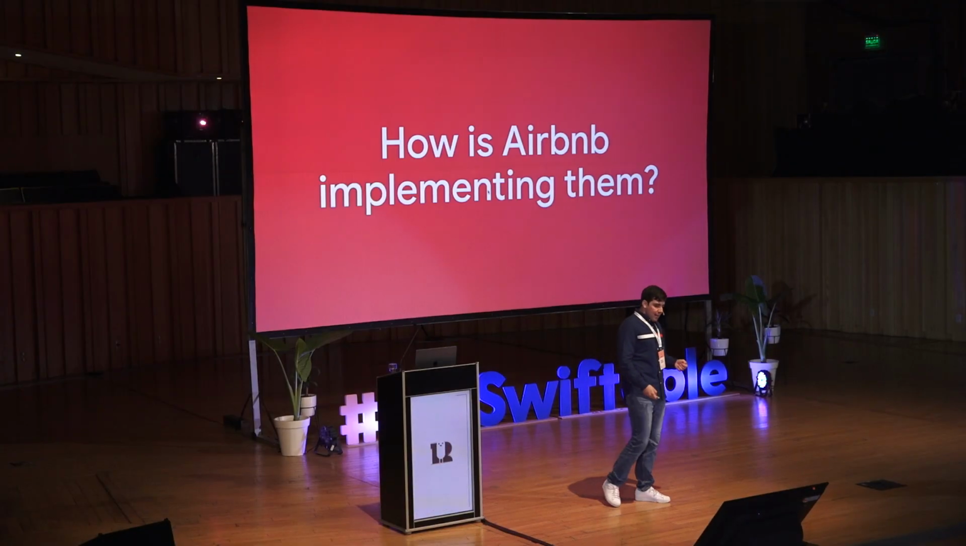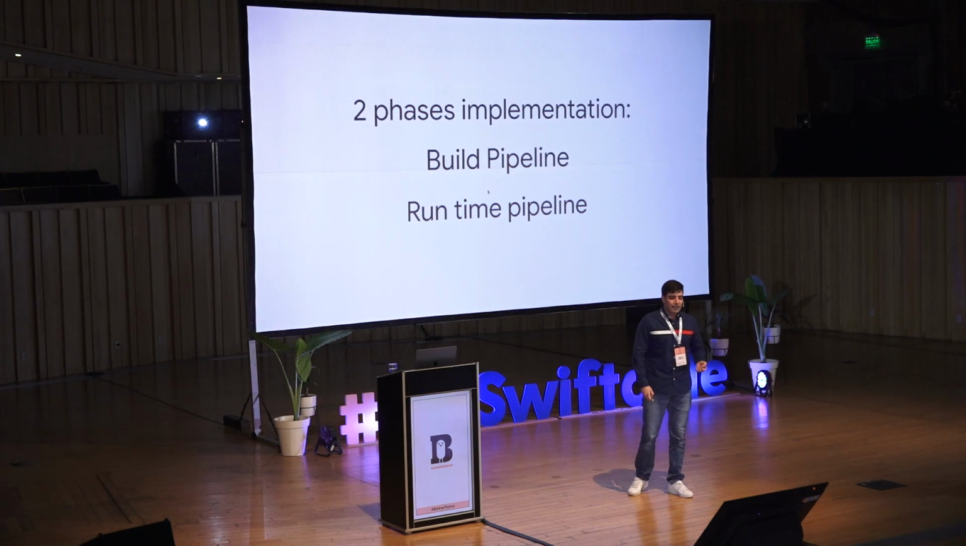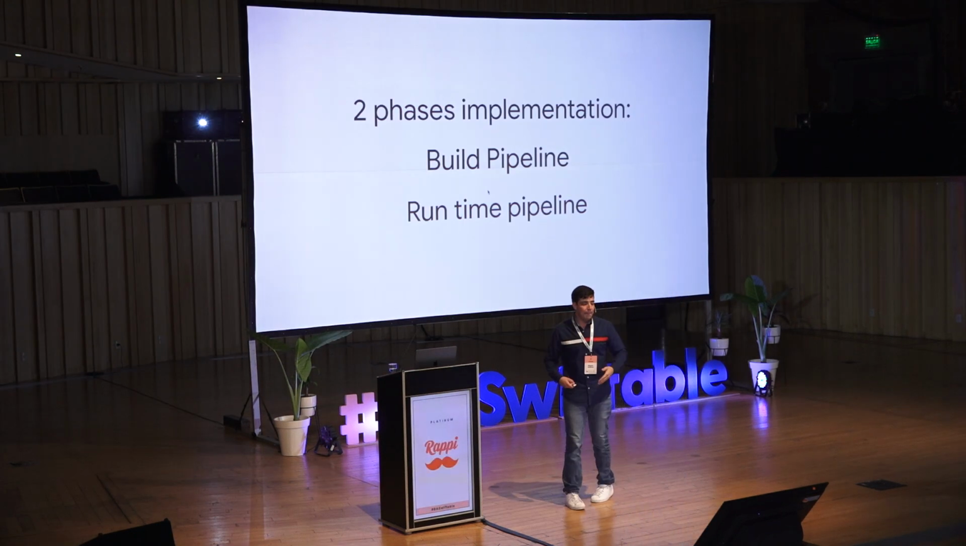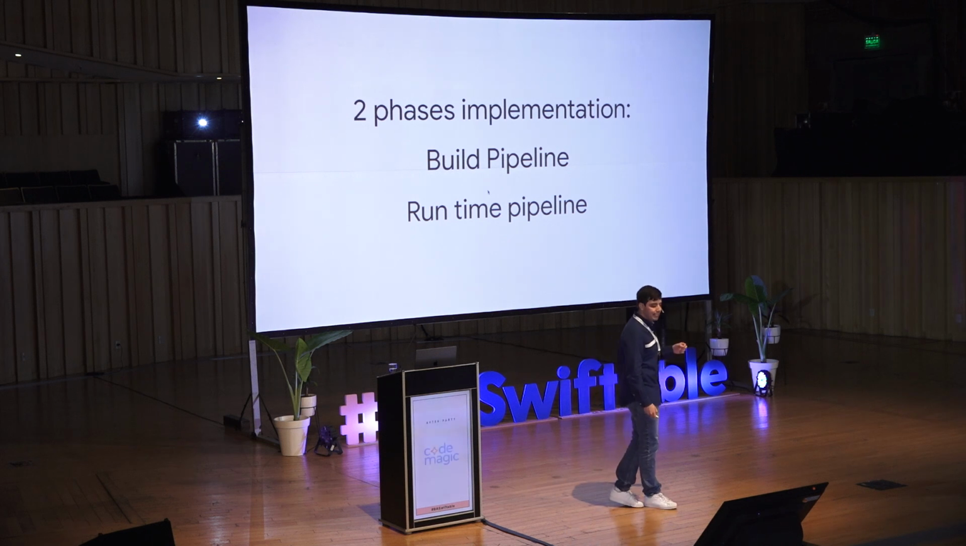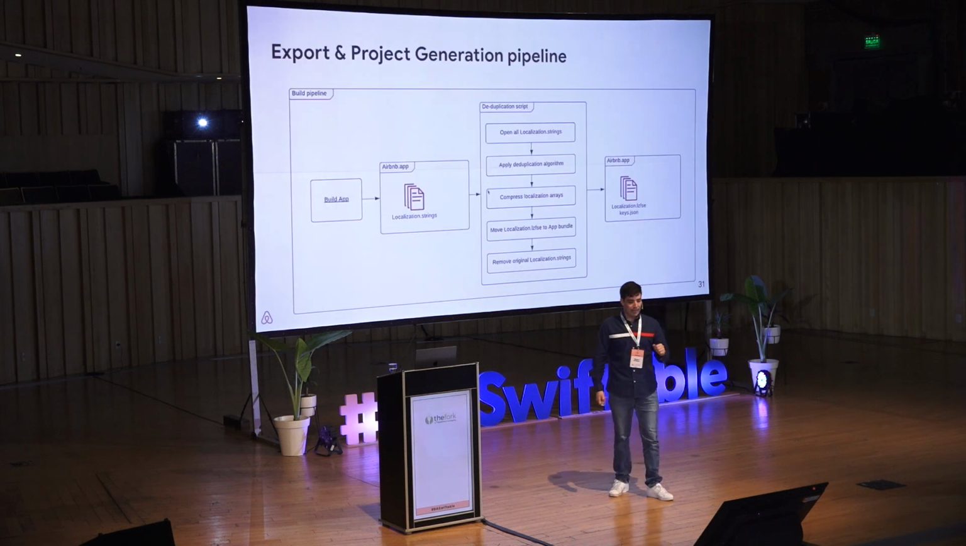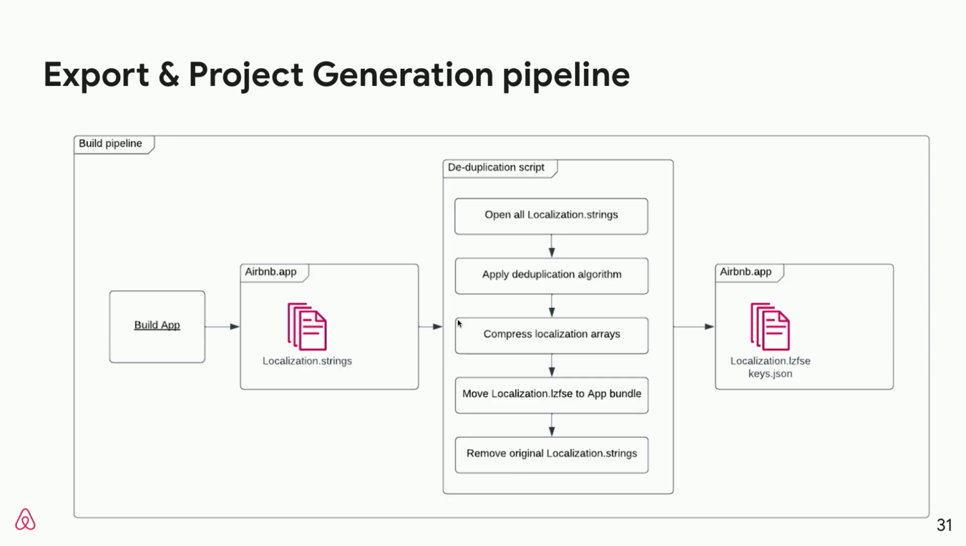And how is Airbnb implementing all of this? So we have a two-phase implementation, one that happens at build time and another one that happens at runtime. Let's take a look at the build time first. So this is the build pipeline. We're building the app normally, grabbing all source files, linking them together, and all resources as well. And we end up with this Airbnb.app that contains all the localization strings files. This is the original format. We don't want to mess with how people are updating and adding strings to these files. We don't want to be disruptive in that process.